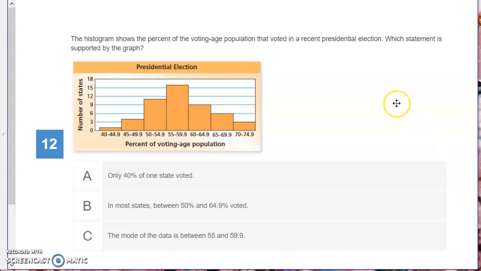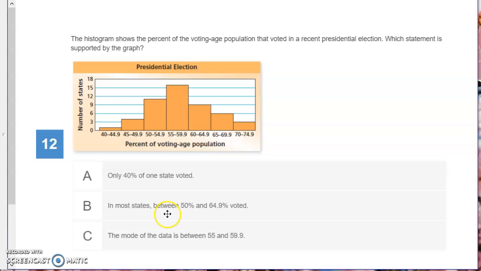Question number 12 said, the histogram shows the percent of the voting age population that voted in a recent presidential election. Which statement is supported by the graph? Well, part A says only 40% of one state voted, and that can't actually be determined by this graph because that range is 40 to 44.9%, so you can't say it was only 40%.